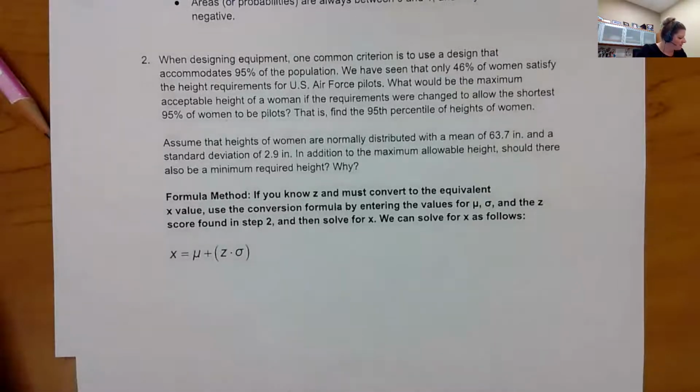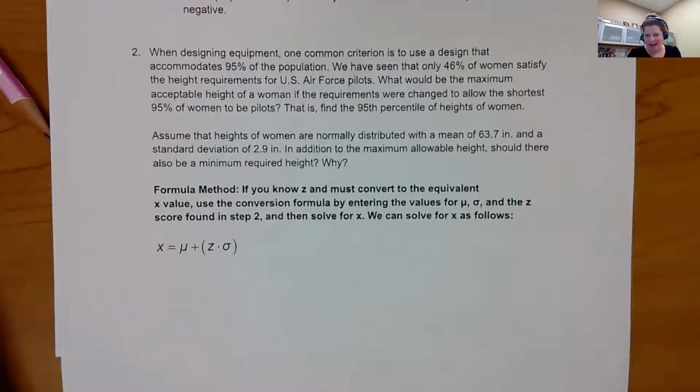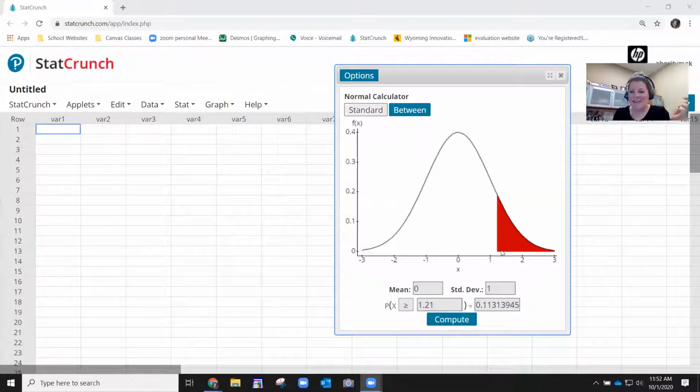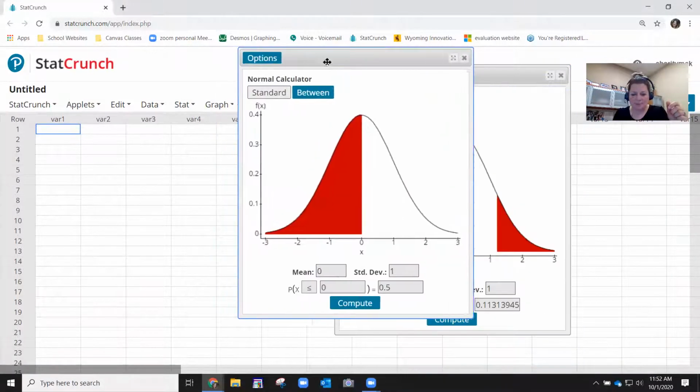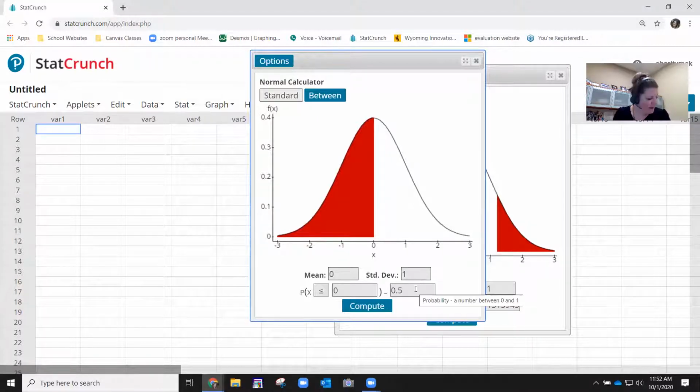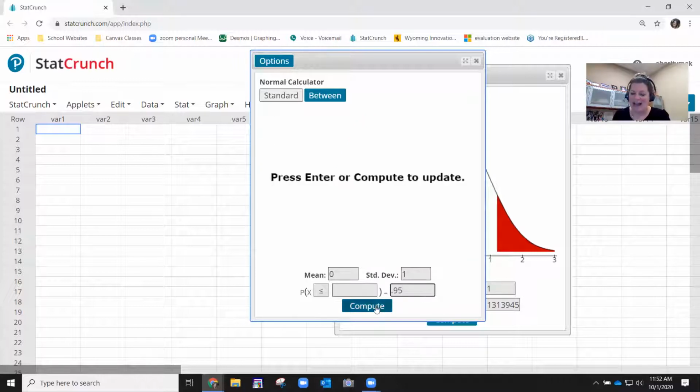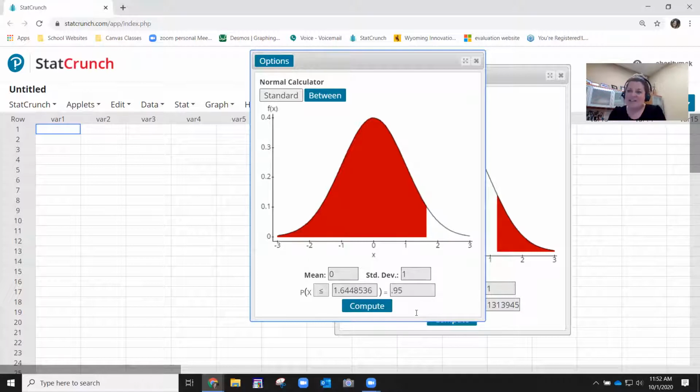So what we're going to do is go into our StatCrunch and find this out with our 95%. So think about your graph. What do you want your graph to look like if you want 95% of the women to be able to use your equipment? Then you would want 95% and below. So again, I'm going to go to Stat, Calculators, Normal, and I just pulled up a new one. And we want the 0 and the 1. And we want this to be below 95%. So see how it's asking the question in a little different way?